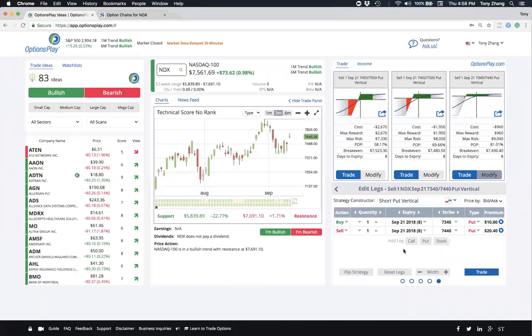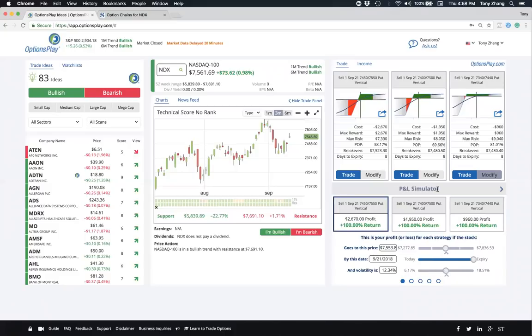So what I want to now do is use the P&L simulator, which gives you an idea as far as if the index goes higher, if the index goes lower, how much money do you actually make from each one of these strategies? How much money do you actually risk from each one of these strategies?